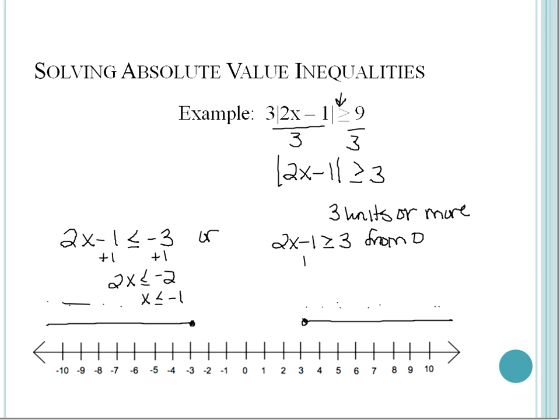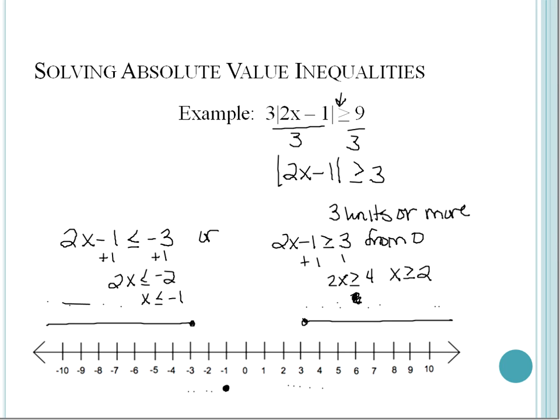And over here, if I did the same thing, I get 2x is greater than or equal to 4. And now I see that x, divide both sides by 2. Excellent. So x is greater than or equal to 2. And so now I can see that if I take x, anything less than negative 1 is going to help me out. And if I pick an x that's greater than 2, it's going to help me out.